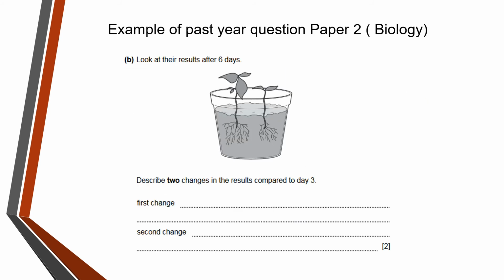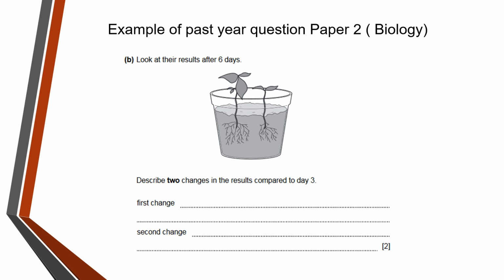Now, continuation of that question just now. Look at their results after 6 days. Describe 2 changes in the results compared to day 3. So we are comparing to day 3 where we saw a root was coming out just now. Alright. So compared to day 3, you can see that there are leaves here. The stems have also grown longer. And you have got the roots which have branched out even more.